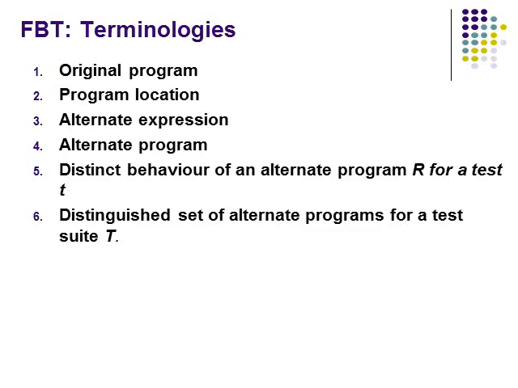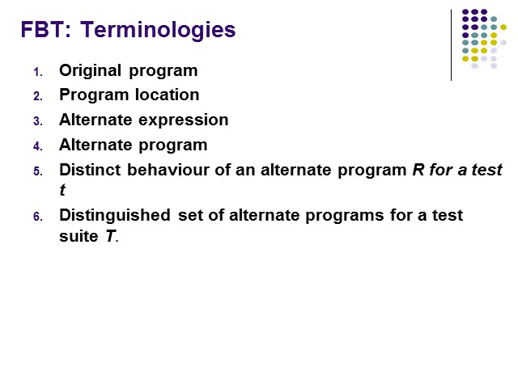The next will be FBT terminologies. Here you will have 6 terminologies. The first one is original program. The second one is program location. The third one is alternate expression. Fourth is alternate program. Fifth, distinct behavior of an alternate program R for a test T. Sixth, distinguished set of alternate programs for a test suite T. Now we'll see one by one. First we'll see what we mean by original program: the program unit to be tested.